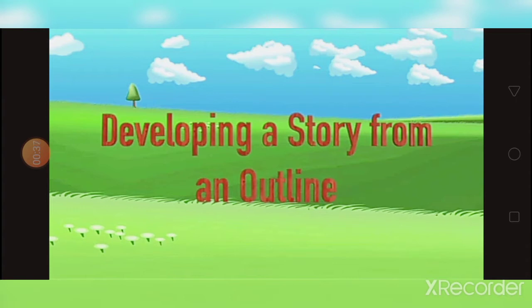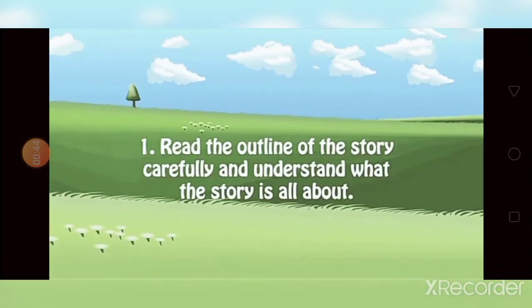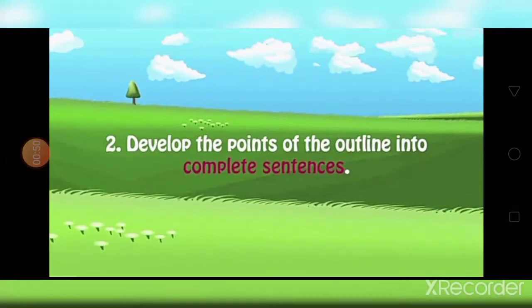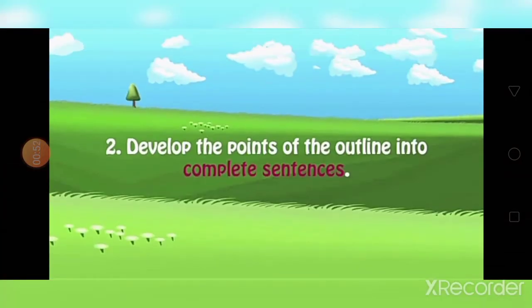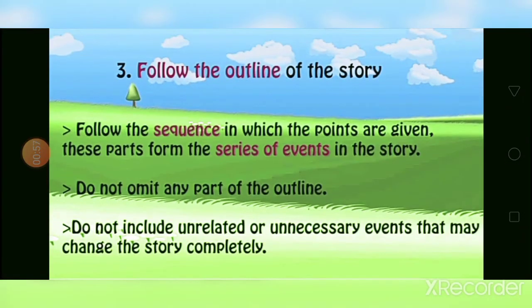Developing a story from an outline. In it we can see: read the outline of the story carefully and understand what the story is all about. Develop the points of the outline into complete sentences. Third one, follow the outline of the story. Follow the sequence in which the points are given. These parts form the series of events in the story.